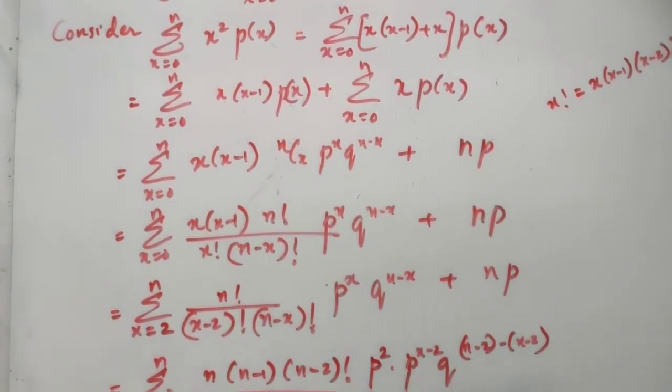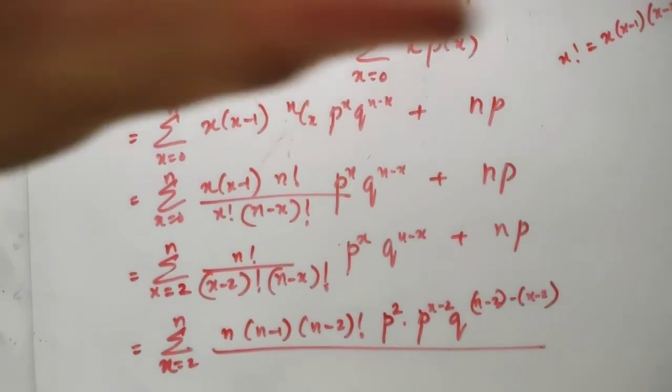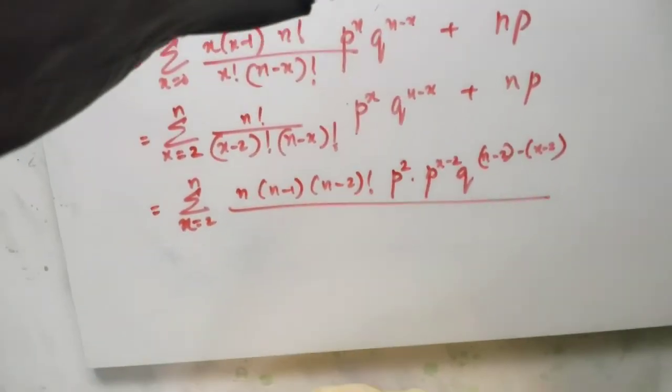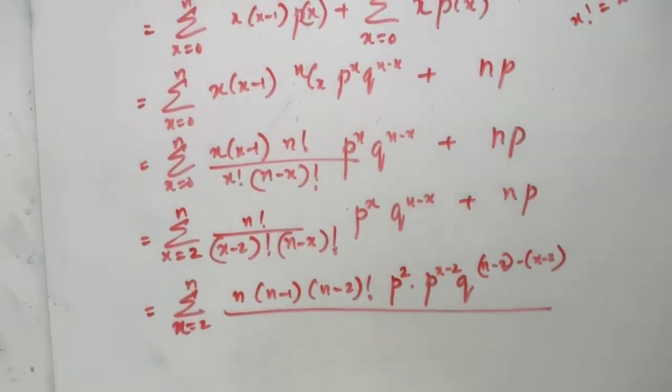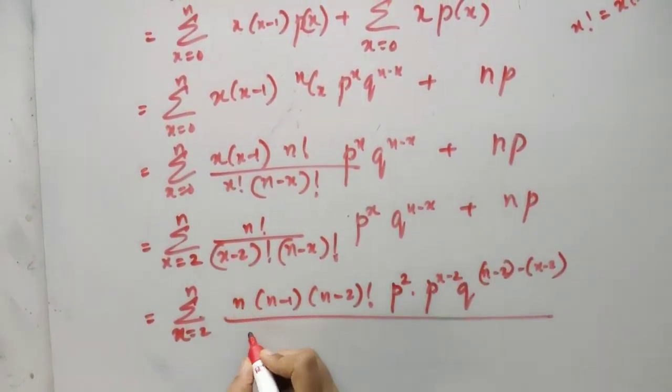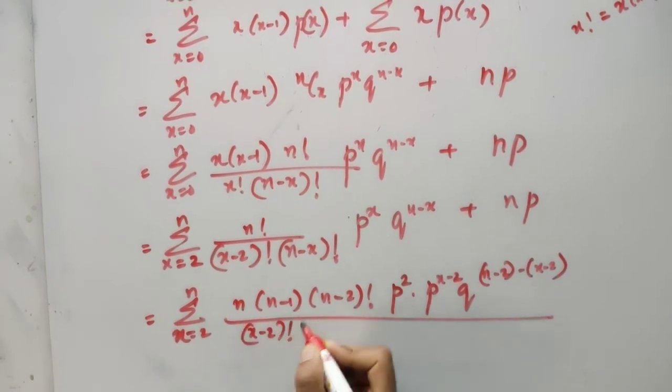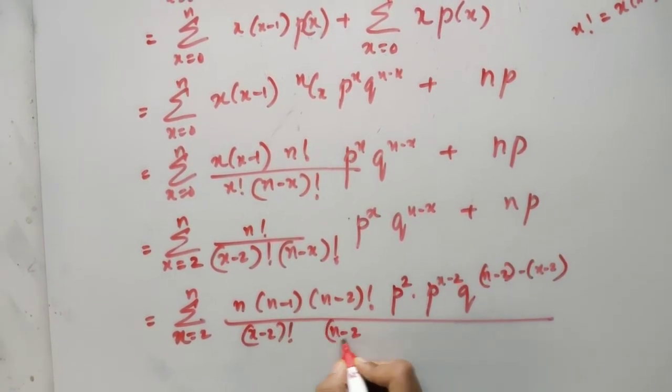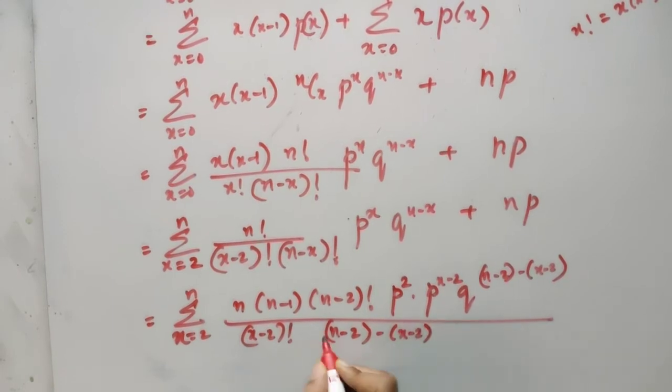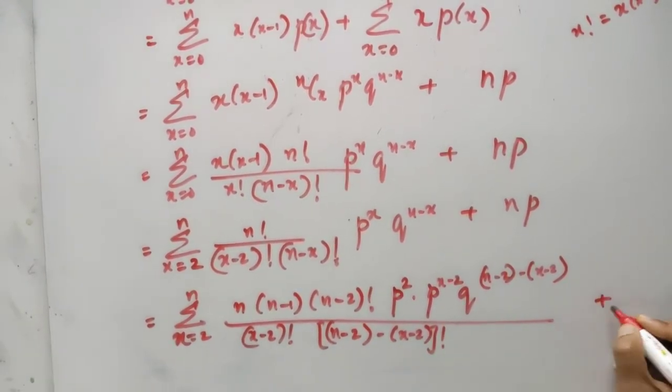So the same I have to do in the denominator. The same thing we had done in evaluation for the mean. Okay, we had adjusted, I hope you remember. So we are doing that same thing here as well. So x minus 2 you have the factorial, so this denominator also n minus 2 minus x minus 2, you are adding 2, you are subtracting 2, nothing else, plus n into p you have.